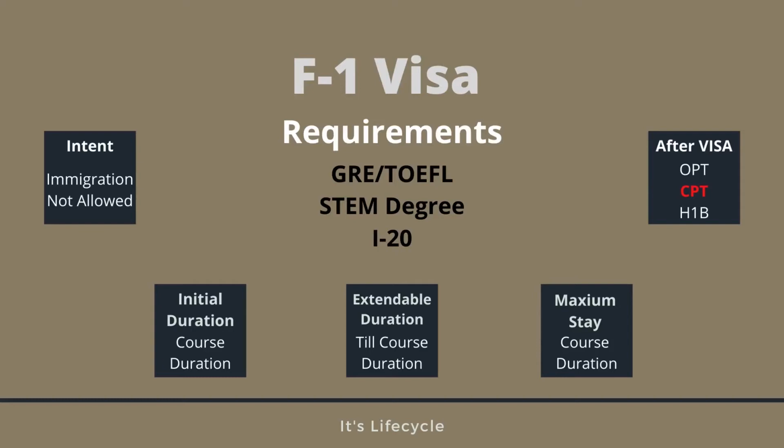The duration of the F1 visa always depends on the course duration. If an extension is required, we need to provide proof of course extension to proceed with the F1 extension. F1 is only valid while you are on the course. The course duration varies depending on the course. It can range from 1 year to 5 years and even more, depending on your course of education.